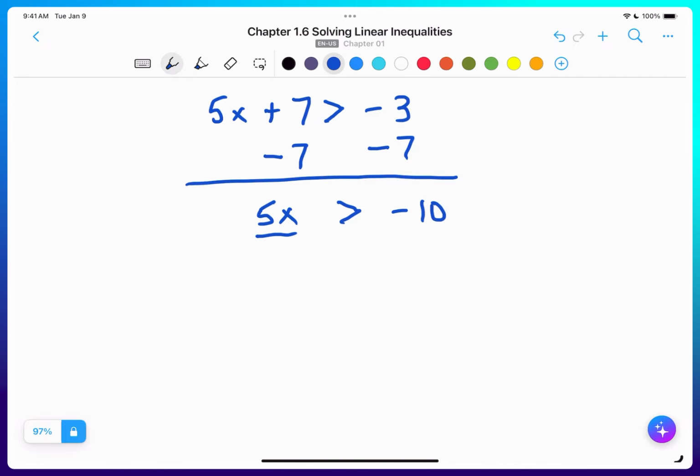So now we're going to divide by 5. Divide by 5, and when we divide by 5, we get x is greater than -2.